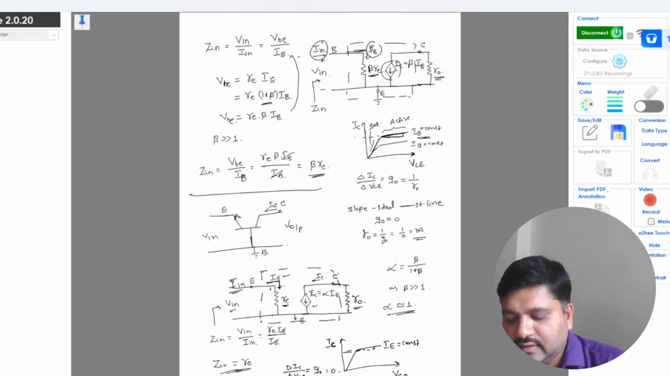Okay, so this is the resistance RE model for the common emitter and common base configuration of a BJT amplifier circuit.